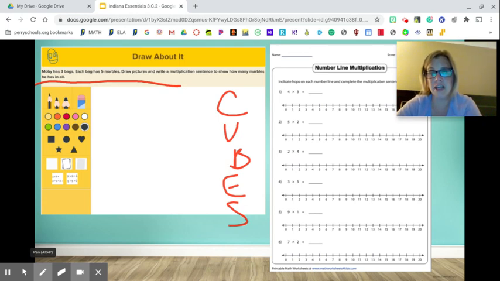The directions say indicate hops on each number line and complete the number sentence, the multiplication sentence. So you have two parts to this page. Answer it and show the hops.